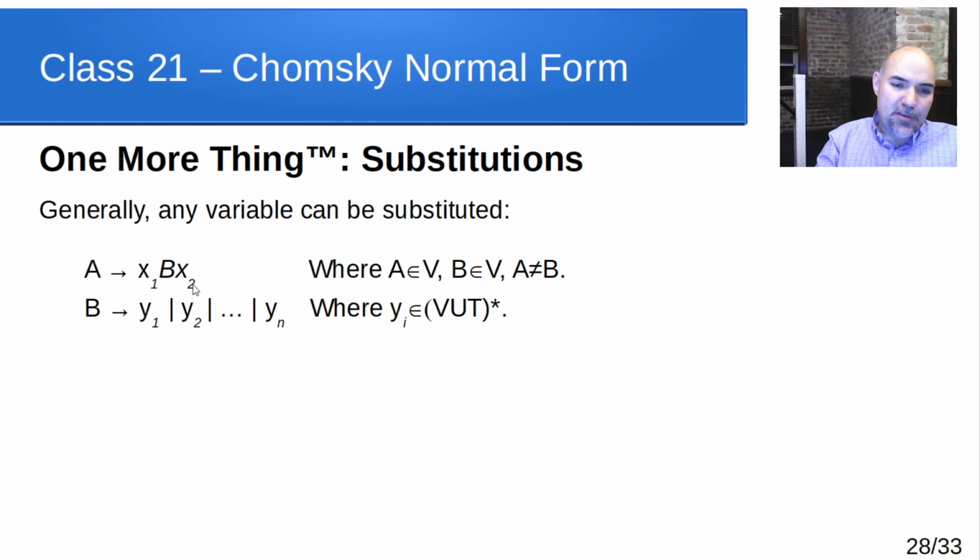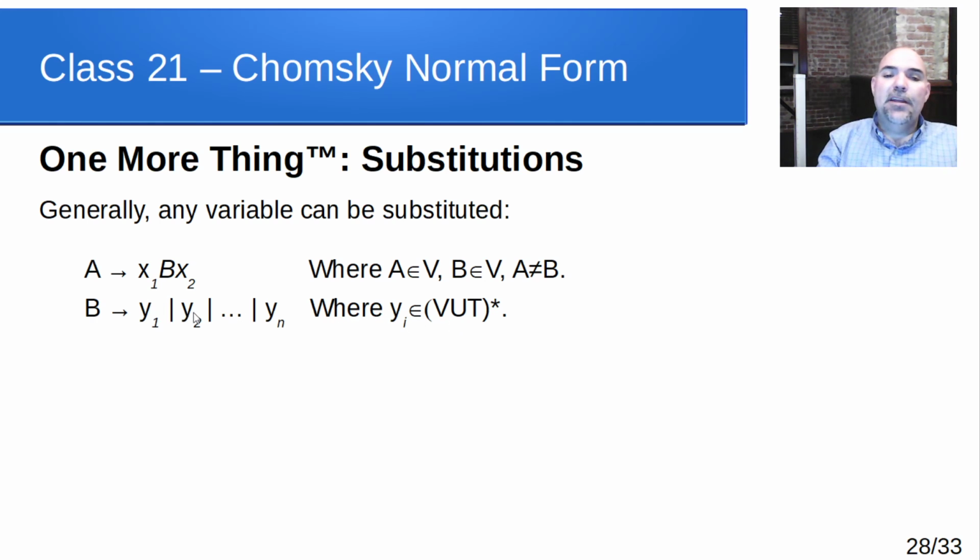x2 is a string of any variables and terminals. And let's say we have a variable in there, B, that's somewhere on our right-hand side. And as long as that variable is not the same as this one, as long as those are different variables, we could always do a substitution on this. So here's variable B with all of its right-hand sides, whatever those happen to be, all the productions that have right-hand sides for variable B.